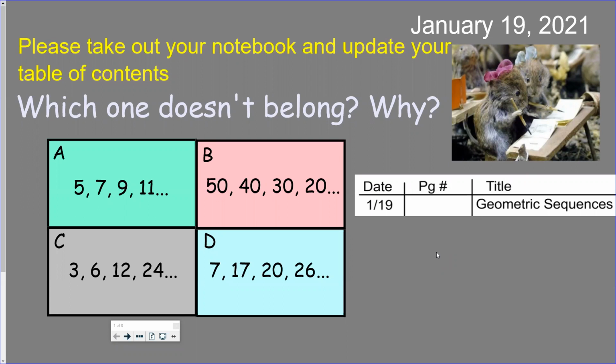All right. There were multiple different answers that you can have here. The key thing with this problem is you decide which one that you think doesn't belong and make sure you have a reason, and you are correct.